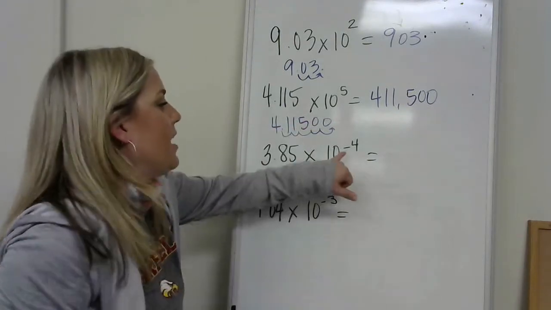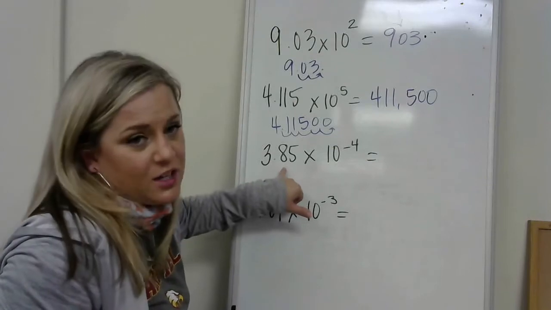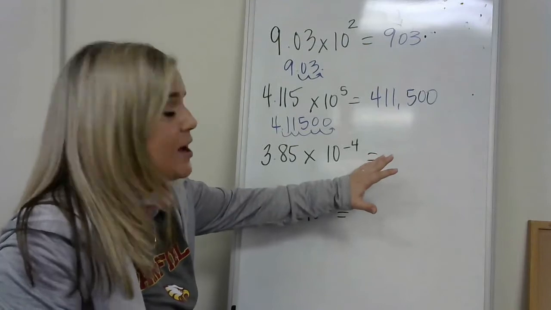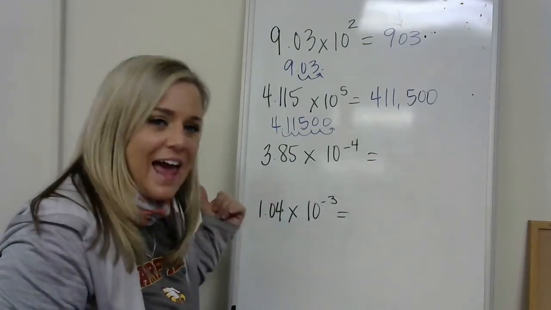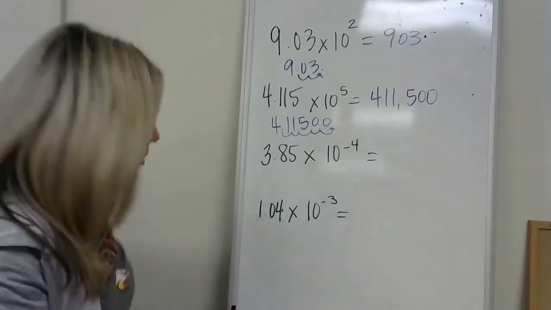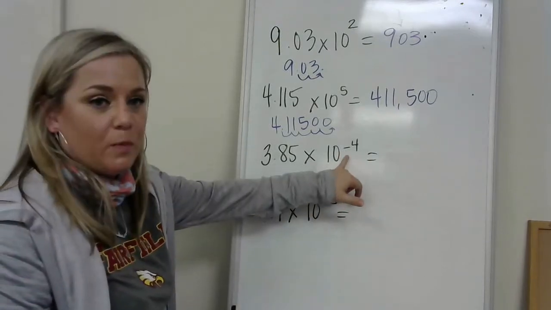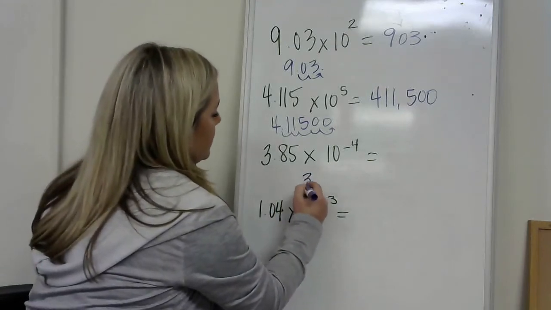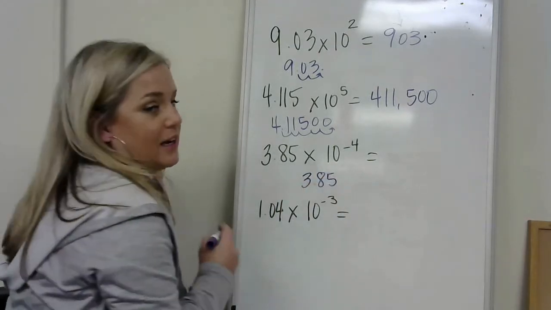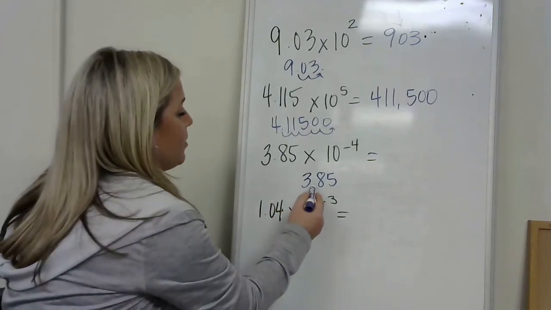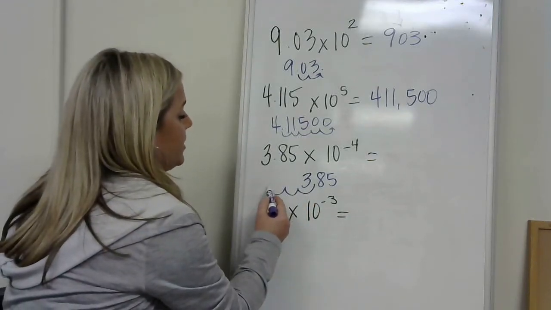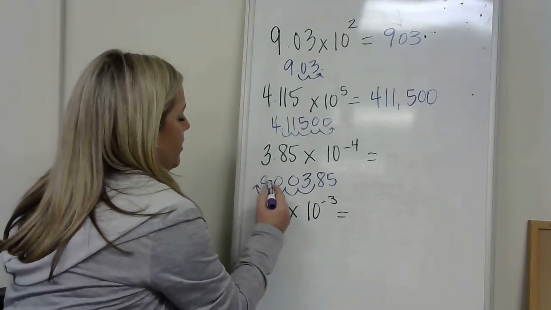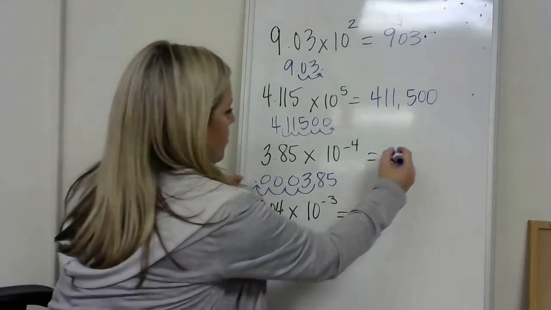Okay, so now we have 3.85 times 10 to the negative 4th. The negative means that we're going to be moving our decimal to the left, in a negative direction on the number line, okay? So this is a negative exponent. We're going to move our decimal to the left. So I'm just going to write 3.85 down, and move it in the direction left. That's 1, 2, and I'm going to do one more. 3.